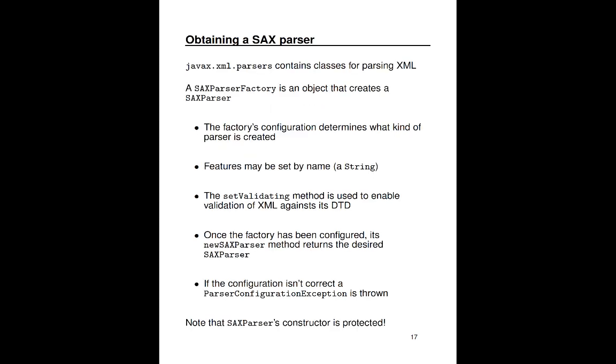So let's take a look at an example of using the factory pattern to obtain a SAX parser. The javax.xml.parsers package contains a bunch of classes and interfaces for parsing XML. There's something called a SAXParserFactory that in turn creates a SAXParser. As I said, there are ways to set features that configure what kind of parser is created, and you can configure the factory to create SAX parsers that enforce strict validation of the XML that's being parsed against its DTD. After you've configured the factory object, you invoke newSAXParser that will do all of the work to create the SAX parser you had configured.